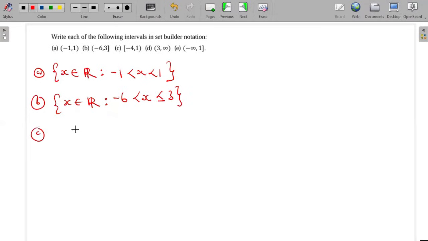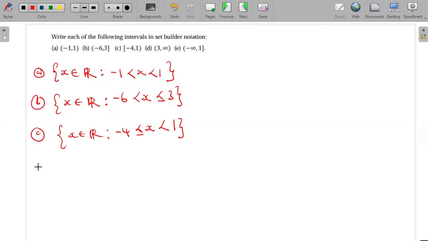Okay, then our C is going to be x in R, such that it is closed here at -4, so we use less than or equal to. And x there is open, so you have strictly less than 1. Okay, and then these two here that we have, this is where we're going to write to list out the different form.